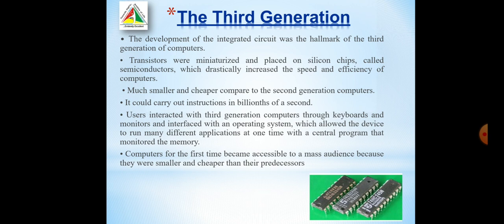And they could carry out instructions in billionths of a second. The speed automatically increased. Users interacted with third generation computers through keyboards and monitors and interfaced with an operating system, which allowed the device to run many different applications at one time with a central program that monitored the memory.